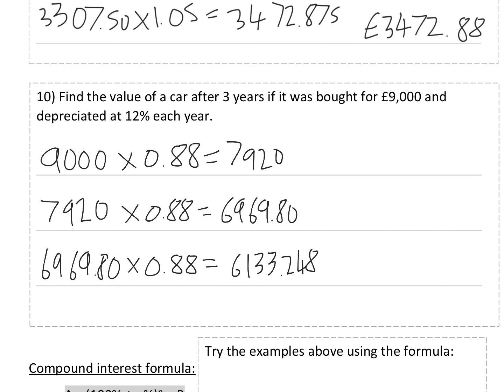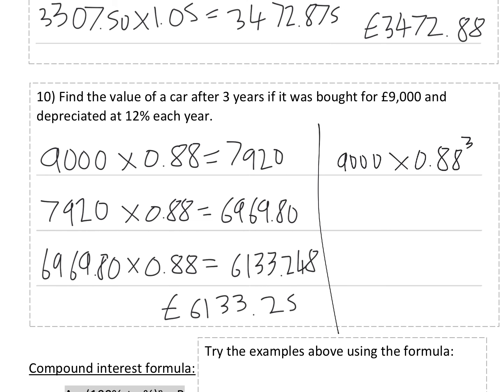£6,133.248, and then an 8 left over. So your final answer would be £6,133.25. Again, we've just multiplied by 0.88, and we've done that 3 times. So we've multiplied by 0.88 cubed. That's the quick way to do it. 9,000 multiplied by 0.88 cubed. That will give you the same answer.